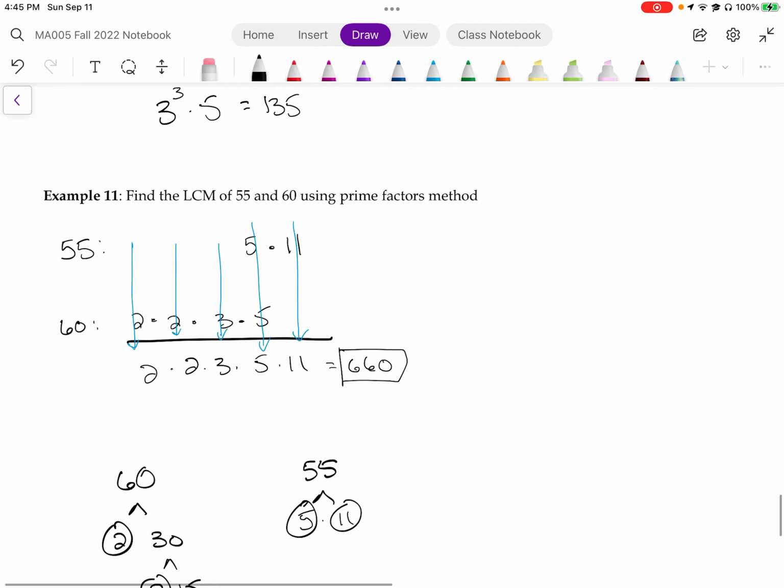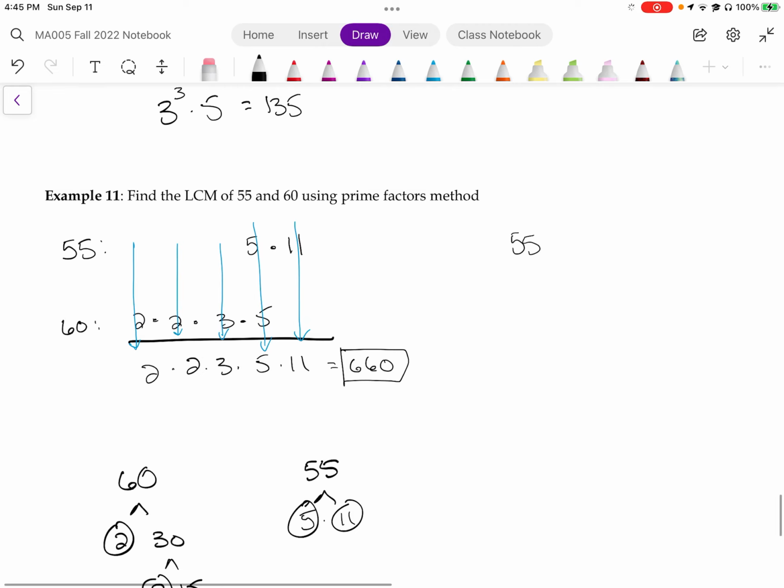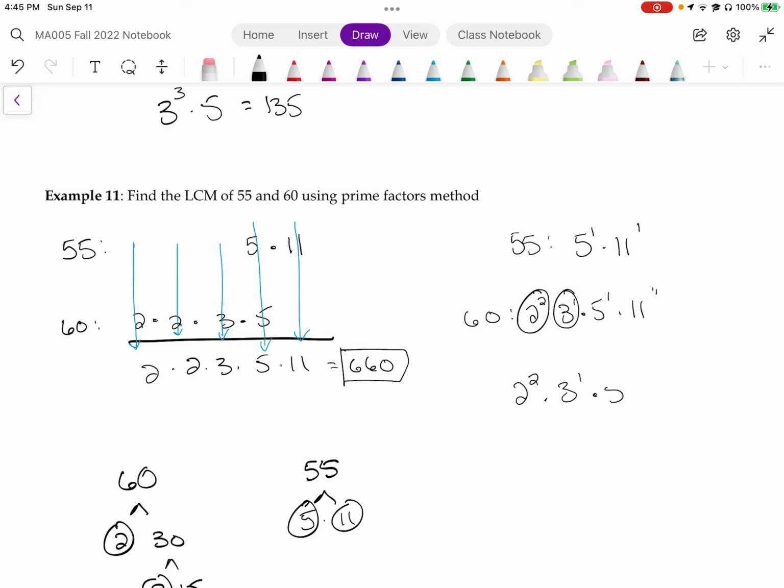All right, I'm going to do this with the exponent method. So 55 is just 5 to the 1 times 11 to the 1. 60 is 2 to the 2 times 3 to the 1 times 5 to the 1. So for the 2's, what's my highest exponent? Well, that's that one, 2 to the 2. For the 3's, it's that one because it's the only one. For the 5's, what's the highest? Well, they're both 5 to the 1.